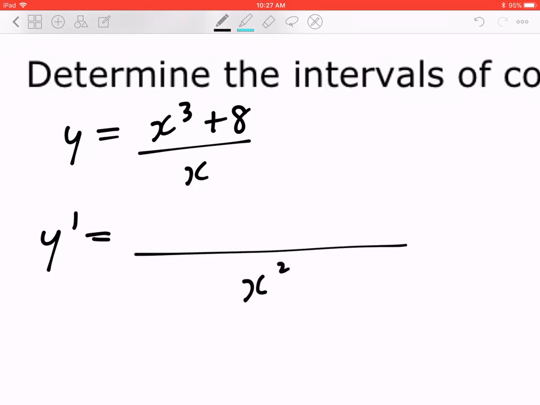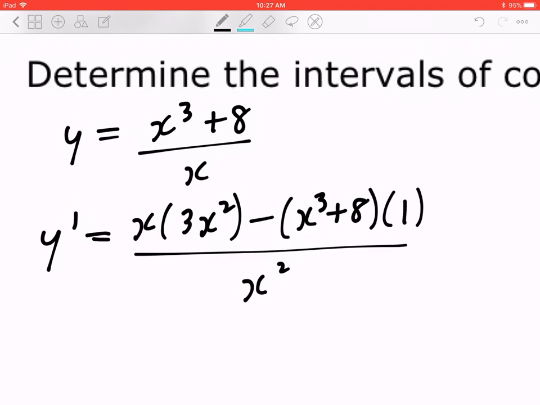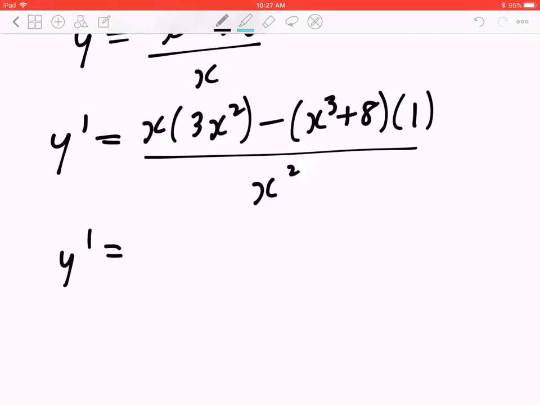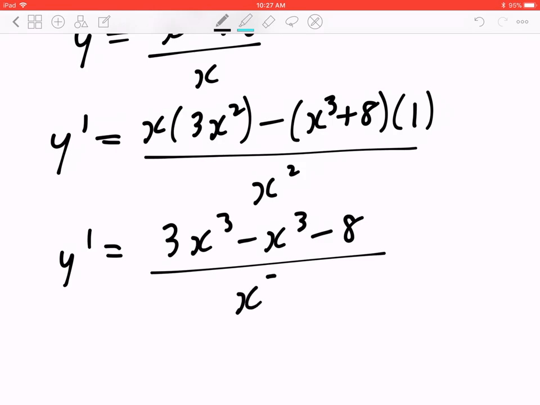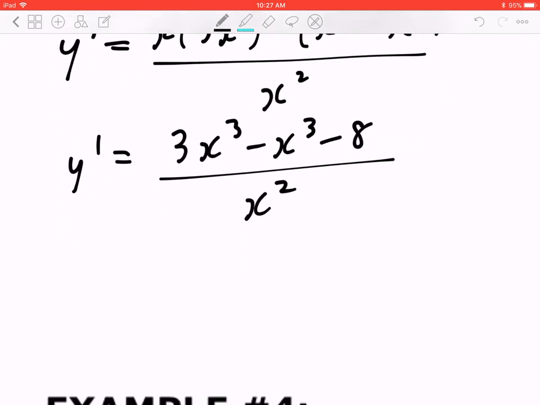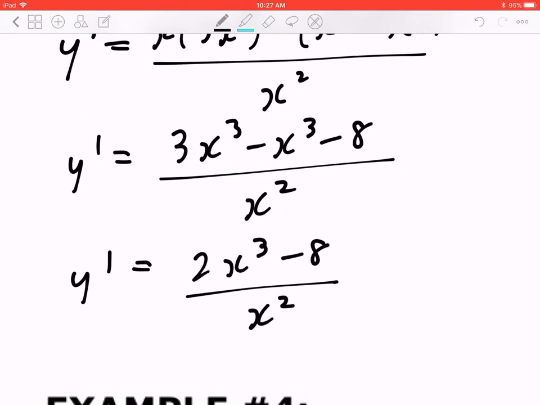When you find a derivative using the quotient rule, there are steps. Step 1, square the bottom. Step 2, copy the bottom to the top. Step 3, multiply by the derivative of the top, minus. You copy the top, and the final step, you multiply by the derivative of the bottom. If you clean this up a little bit, y prime equals 3x cubed minus x cubed minus 8, all over x squared, which means y prime equals 2x cubed minus 8 divided by x squared.